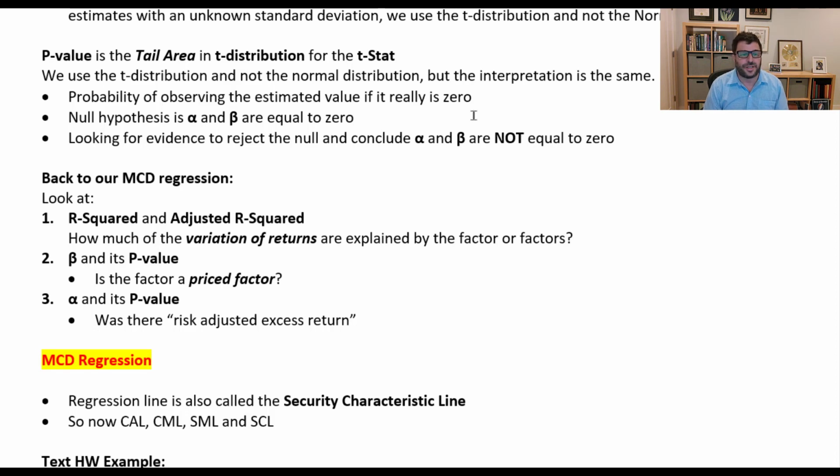And so the idea is that we will reject the null, that alpha and beta are equal to zero, with 95% confidence if the p-value is 0.05 or less. And remember, we're looking for evidence to reject the null, which is that there is no relationship, and conclude that there is a relationship.